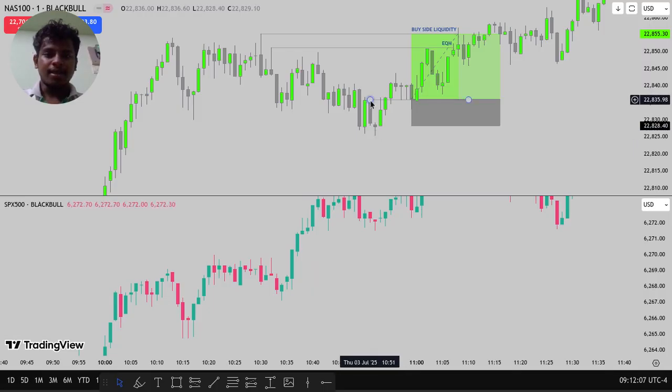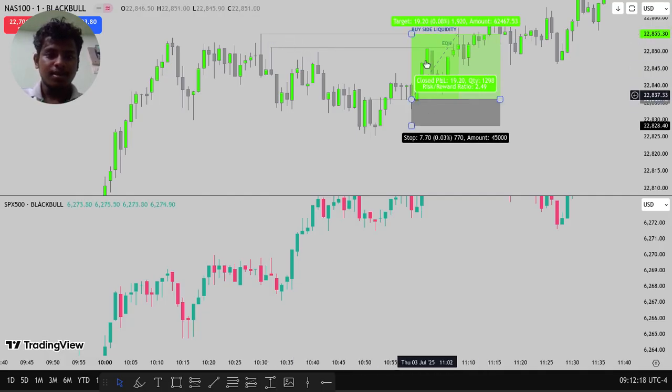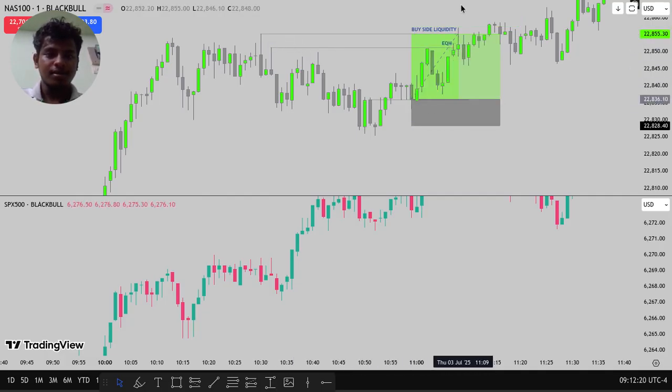That's why I take this high as my market structure shift. The market treats this candle as an order block. The market creates the equal highs here, taps here, hits, DP hit. That's all.